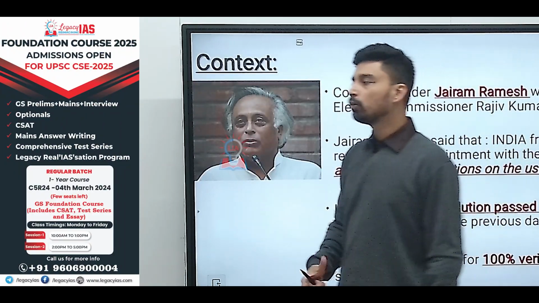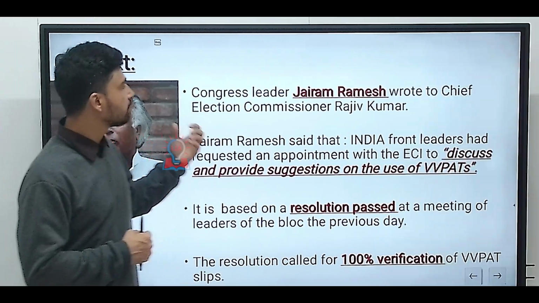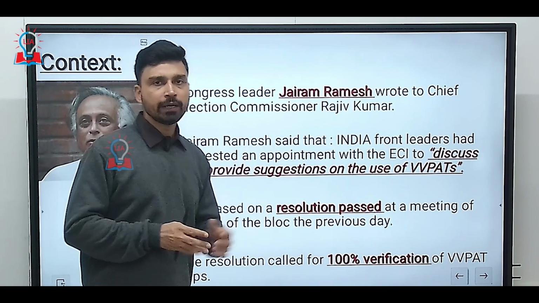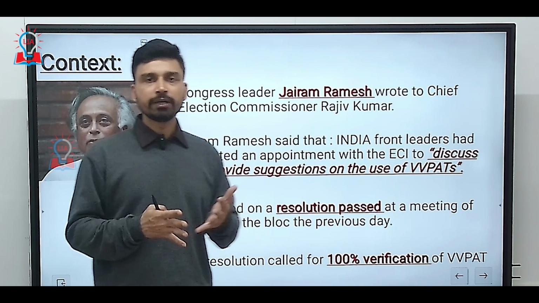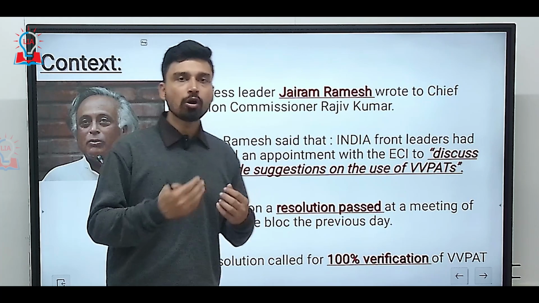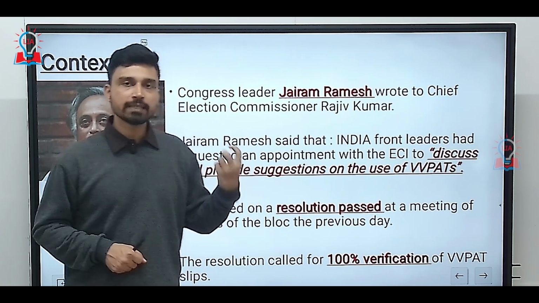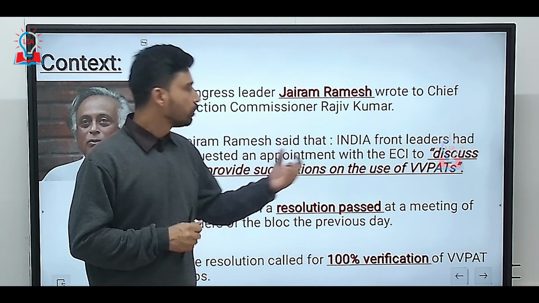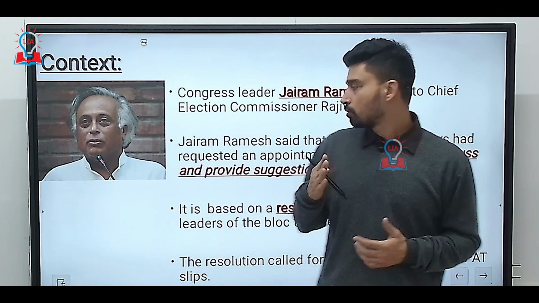If you look at the background of this particular story, basically the Congress leader Jairam wrote a letter to the Chief Election Commissioner of India, Mr. Rajiv Kumar. In this letter, he has said that INDIA, as you know, is an alliance of parties led by major opposition parties. We can say right now Congress is there, JDU is there, then we have the Trinamool Congress. All these parties collectively have formed a front that is called INDIA. So INDIA front leaders had requested an appointment with the Election Commission of India to discuss and provide suggestions on the use of VVPATs during the process of election.